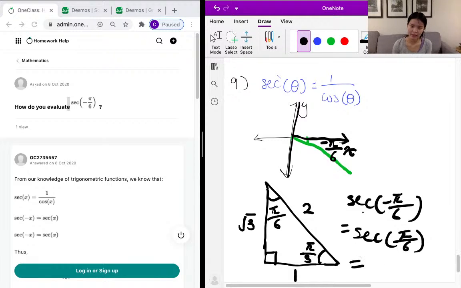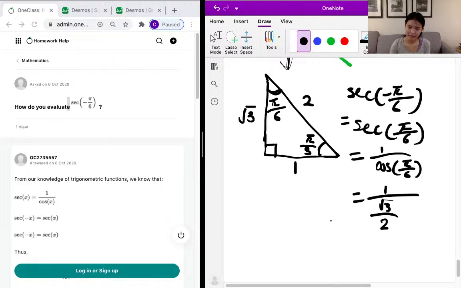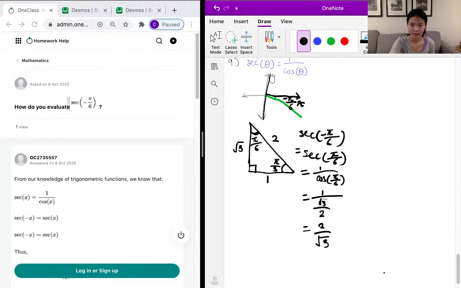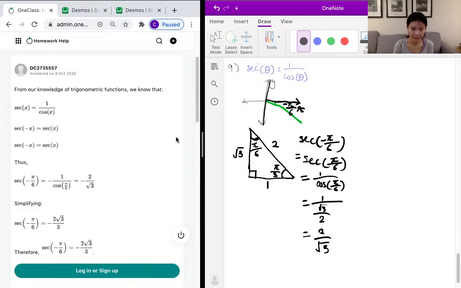We know that secant is 1 over cos x, so it's 1 over cos pi over 6. Our angle pi over 6 is over here, and cosine is adjacent, root 3, over hypotenuse, 2. So our secant of negative pi over 6 is 2 over root 3. Perfect. Their sample solution is actually incorrect because the value is actually positive instead of negative.